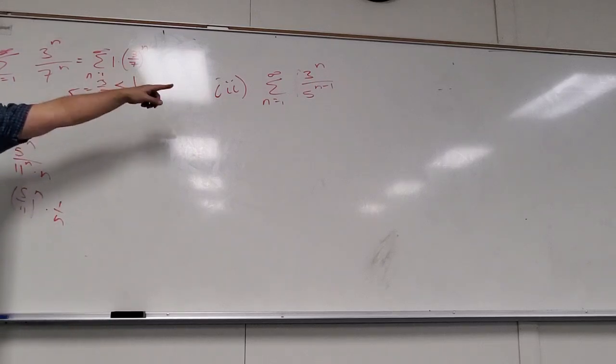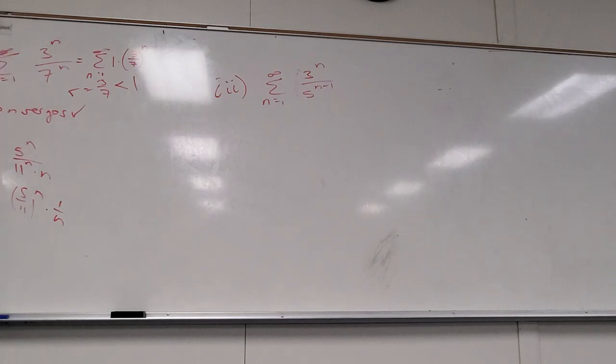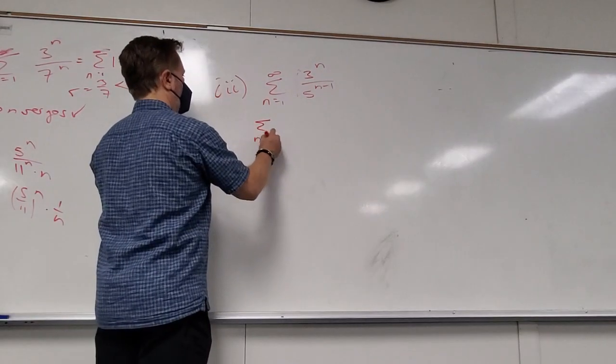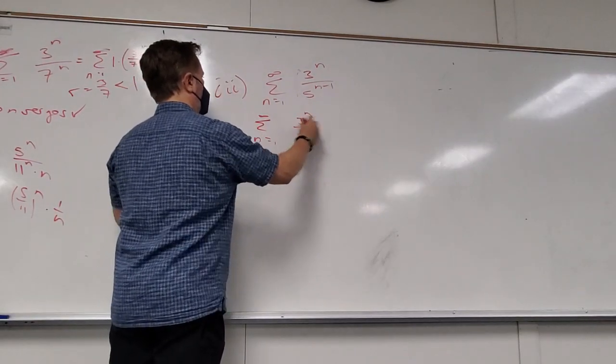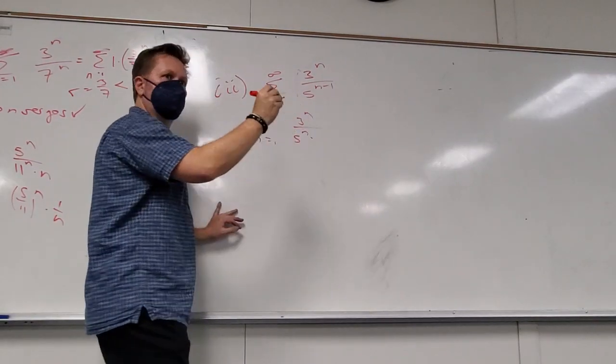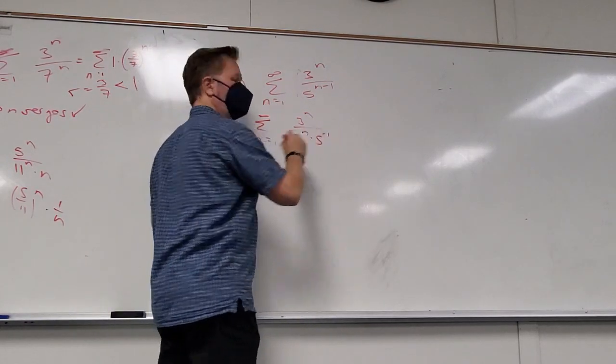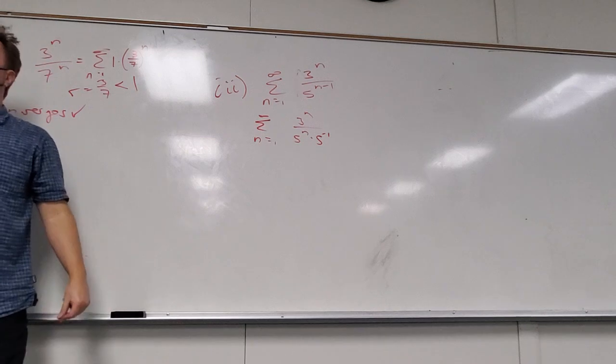What's different between that one and this one, besides 5 and 7? What's structurally different? The powers aren't the same, are they? I want you to notice something. How can you make them both, let's go with n? Which one is not n, the bottom? So can't I rewrite the bottom as 5 to the n times 5 to the negative 1, right? Now real quick.